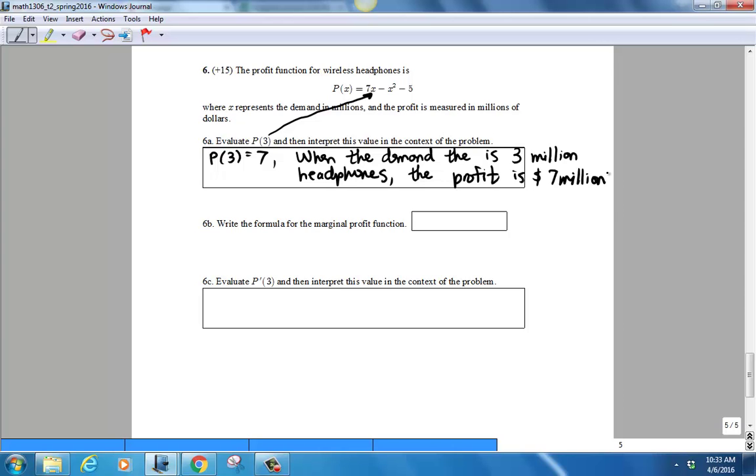Our marginal profit function, well, that's just the derivative of the profit, right? So almost everyone got that right. 7 minus 2x, right? So y'all are good at finding those rate of change formulas now. This one's very easy. So 7 minus 2x. And then the last one is the interpretation. So finally there you can use increase and decrease now, right? What is P prime of 3? I think it turns out to be 1 because you're just going to plug 3 into this formula, which gives you 7 minus 2 times 3, which is 1.